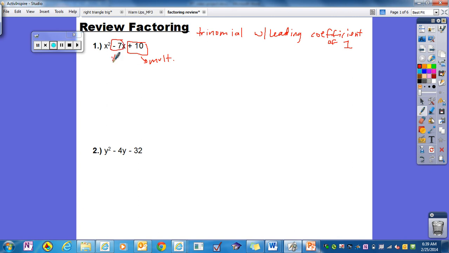adds to negative 7. So we do this by creating a factor sum table. What we have to do is figure out the factors, the things that multiply to a positive 10 but add to a negative 7. Well, we know that a negative times a negative equals a positive, and a negative plus a negative equals a negative, so my two factors are going to have to be negative. That means I could have negative 2 times negative 5.